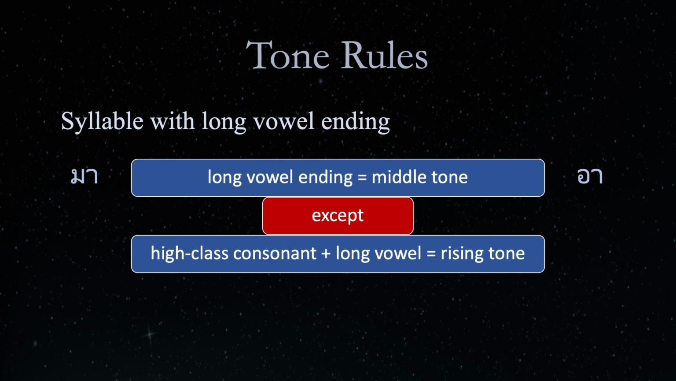On the other hand, we have ka, meaning leg, in the rising tone as it begins with the high-class consonant kokai. All these examples end with the long vowel sara. In upcoming videos, you will encounter more examples of this rule as we learn more consonants and vowels. We will also discuss other tone rules in later videos.